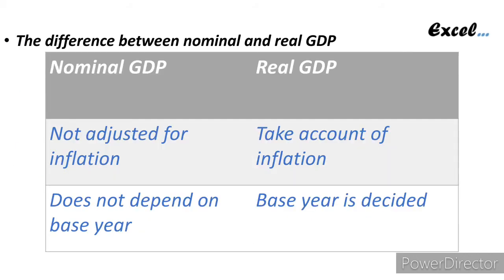Here when we say GDP, we talk about GDP in nominal terms. Nominal GDP means the GDP which is not adjusted for inflation. Let us quickly understand the difference between nominal and real GDP. Nominal GDP is not adjusted for inflation and does not depend on the base year, while the real GDP takes account of inflation and a base year is decided.